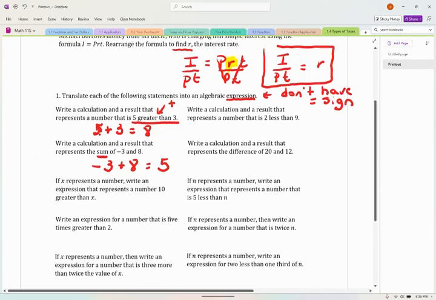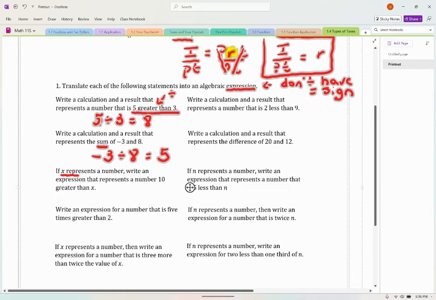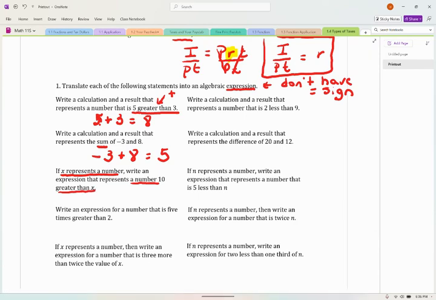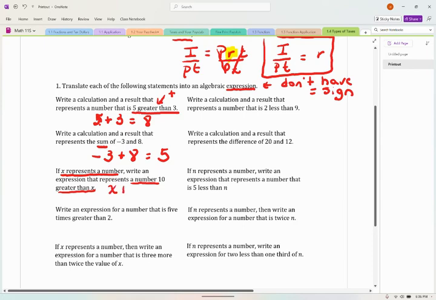If x represents a number, write an expression that represents a number 10 greater than x. So just remember, greater than means adding, okay? So a number 10 greater than x is just x. I like to put the variable first, plus 10. And because I don't know what it equals, I can't solve that, okay?